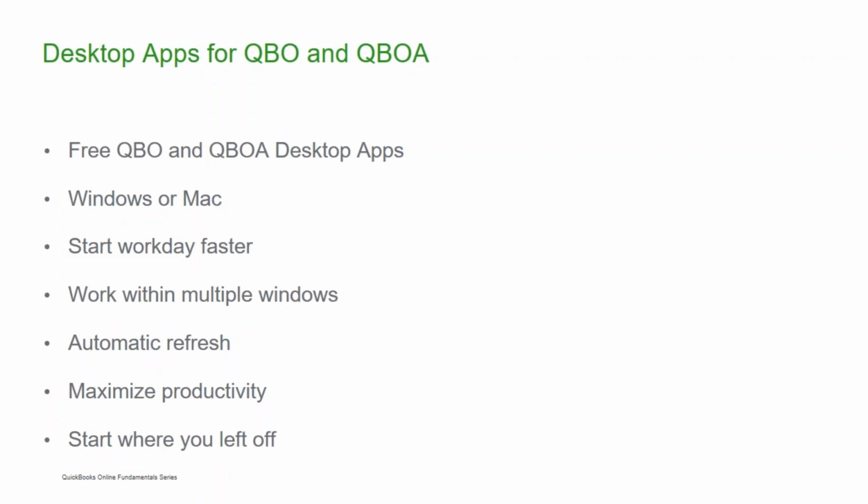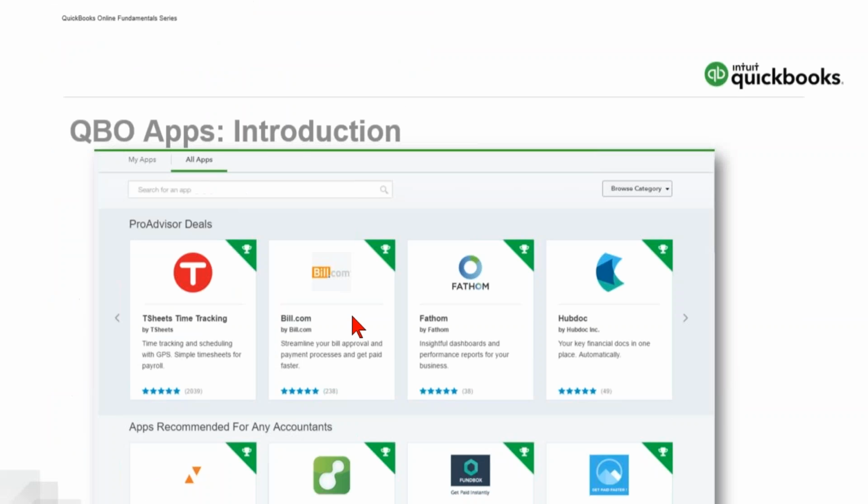In this desktop app, if I have an invoice that I'm entering and saving in one window and I have the profit and loss in another window, it will auto refresh my profit and loss for you. Some people think it lets them work a lot faster and everything, and you can start where you left off. So let's just take a look.